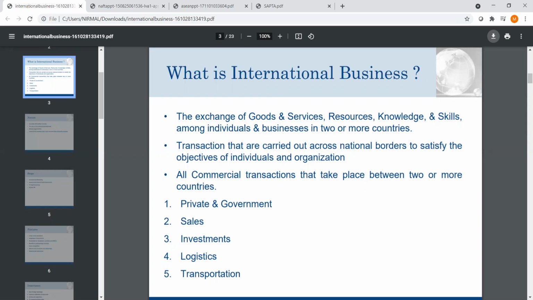So kindly note this down. You can write this definition along with those definitions, so it will be suitable for you. Logistics, transportation, all commercial transactions take place.